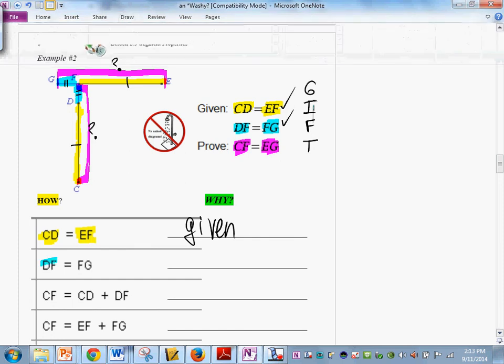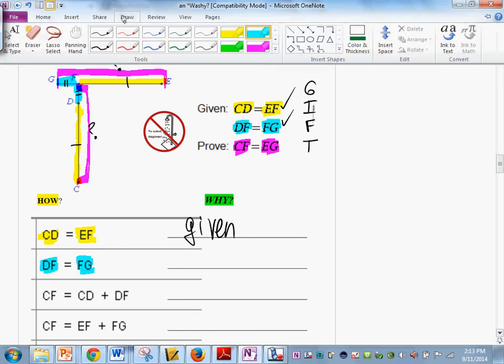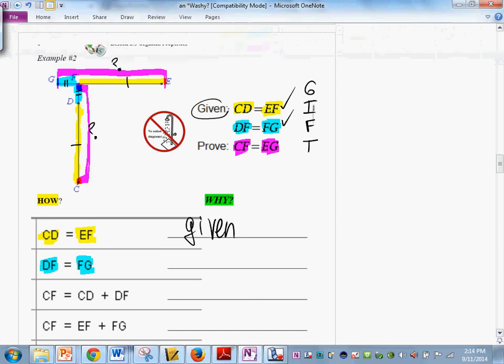Now ready? Here's DF. Here's FG. Look, DF, FG. See the colors are the same? We know those are equal. Why? Out loud? Given. Good. It's also given. We're a third of the way there.